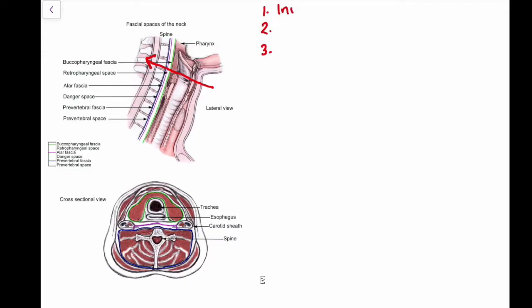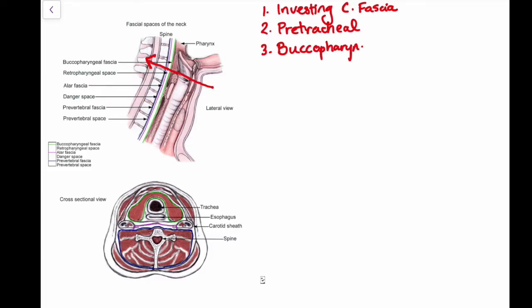The first one we have is the investing cervical fascia. Then we should have our pretracheal fascia, which is in front of the trachea. Behind the trachea is the esophagus, and behind the esophagus we have the buccopharyngeal fascia. After the buccopharyngeal fascia we have the alar fascia, and then after the alar fascia we have the prevertebral fascia.